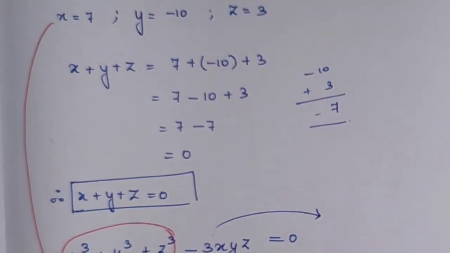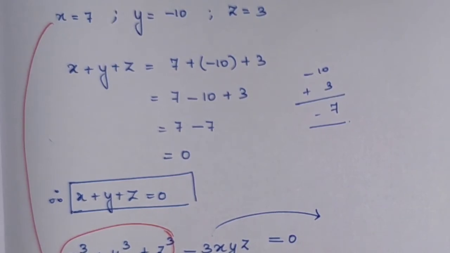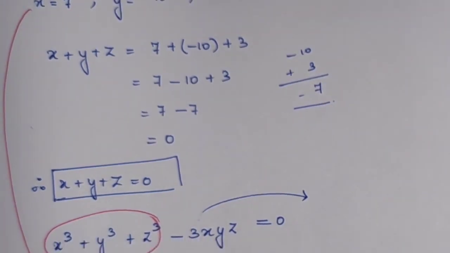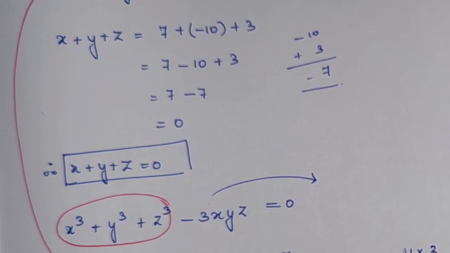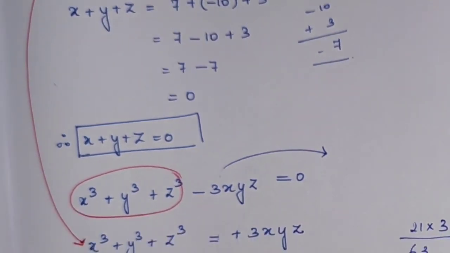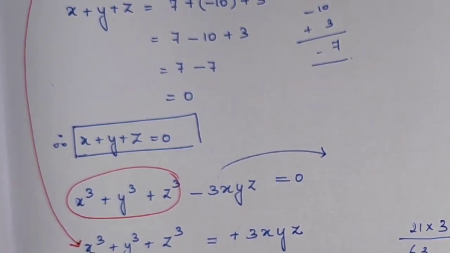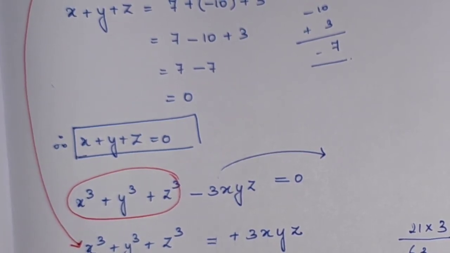So it is equal to 3 into 7 into minus 10 into 3. 3 sevens are 21, 21 into 3 will be 63. Therefore 63 into minus 10 is equal to minus 630. That is, 7 cube minus 10 cube plus 3 cube is equal to minus 630.